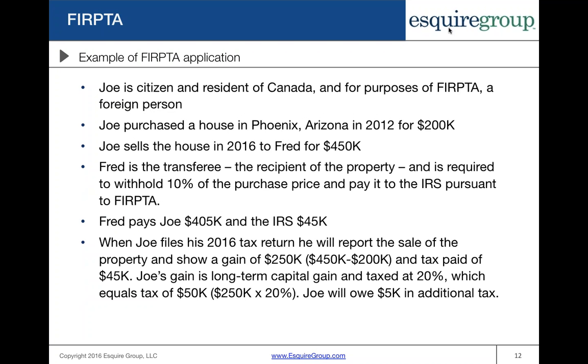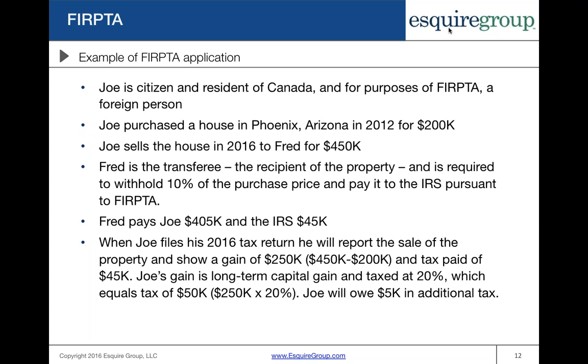So I want to get into a very simple example of how FIRPTA normally works, and then I'll modify this example a little bit to show how some of the exceptions can apply in this particular circumstance. So let's assume for a second that Joe's a citizen and resident of Canada, and for purposes of FIRPTA, he's a foreign person. Joe purchased a house in Phoenix, Arizona in 2012 for $200,000. Joe decides to sell the house to Fred in 2016 for $450,000. In this case, Fred is the transferee. He's the buyer, the person receiving the property. And he's required to withhold 10% of the purchase price and pay it to the IRS pursuant to FIRPTA.